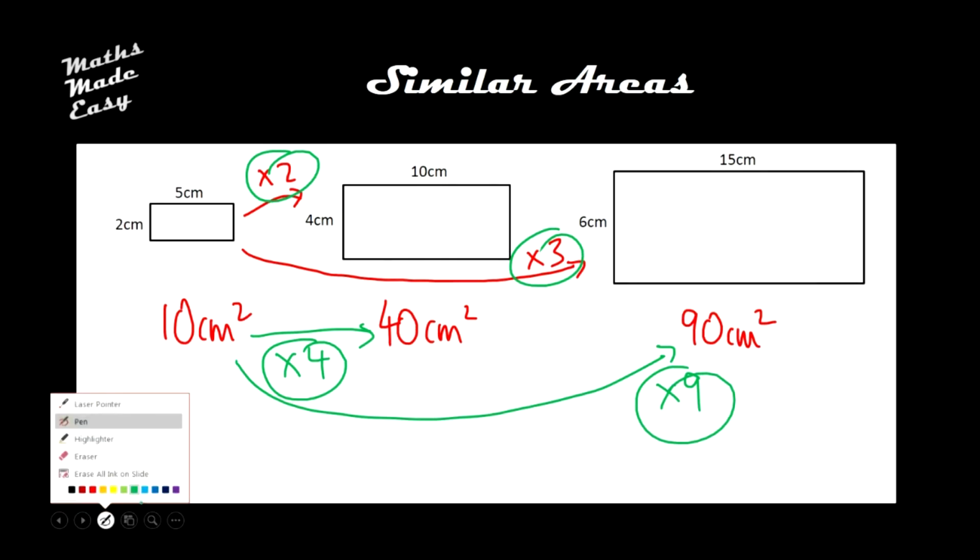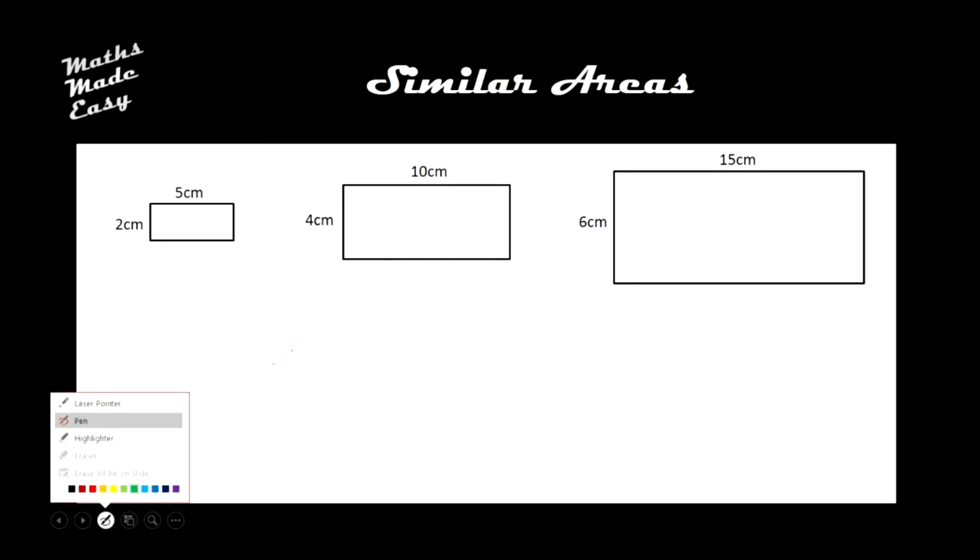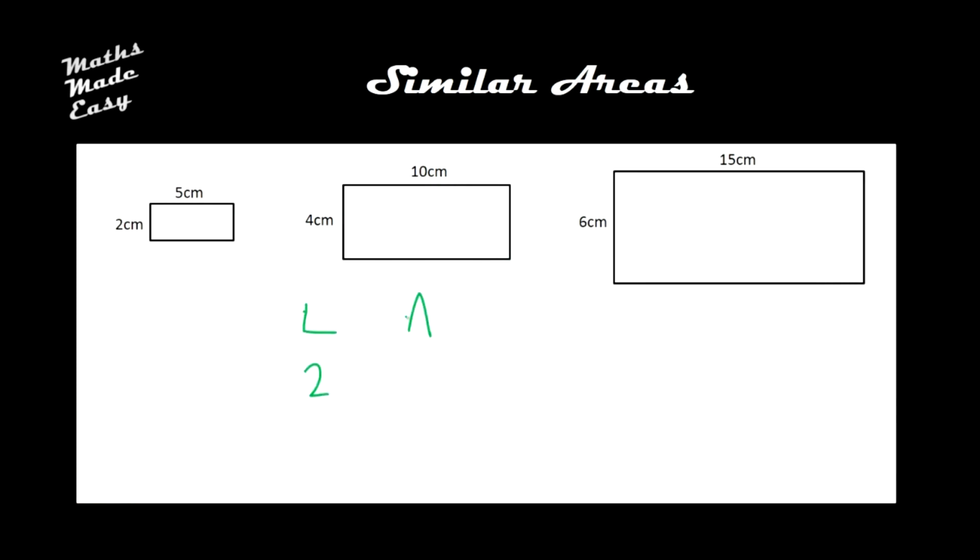So if we have a length scale factor of 2, we have an area scale factor of 4. If I have a length scale factor of 3, I have an area scale factor of 9. What about if I had a length scale factor of 4 and I quadrupled them? Well, it should be obvious from this that it will be 16, because the pattern is that 4 is 2 squared, 9 is 3 squared, and 16 would be 4 squared.